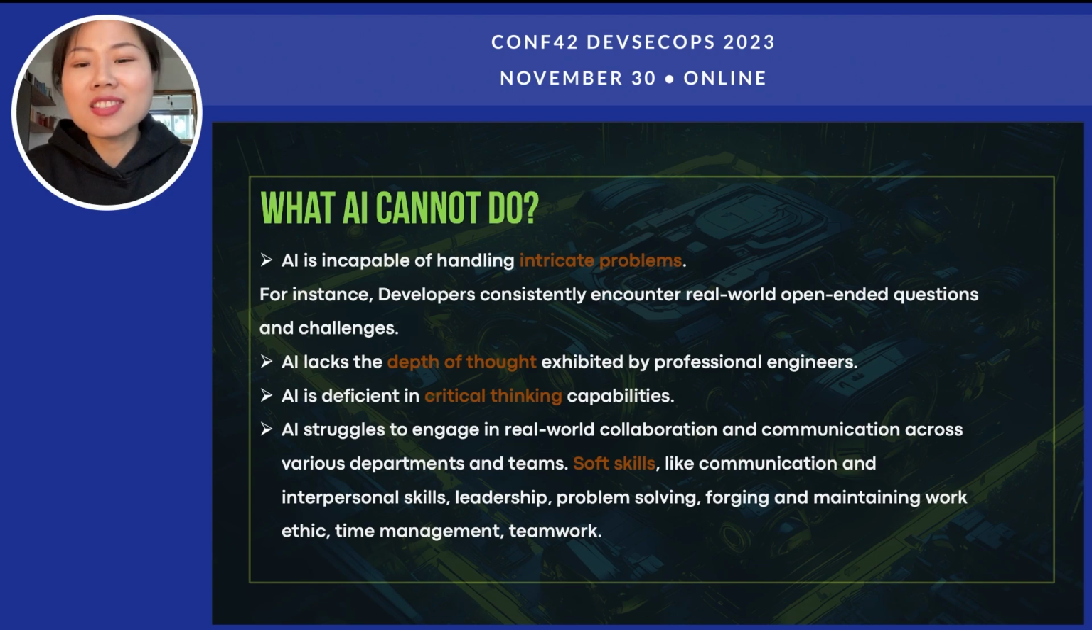We are in reality. So the real world case is not that 1 + 1 = 2. It's very complex. For example, especially in big firms, developers consistently encounter real world open-ended questions and challenges. Big firms have a lot of departments. Each department has a different perspective, and they work together to achieve the same goal.